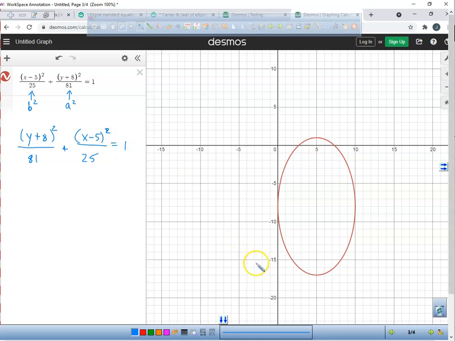So either way, it works. Understand, whichever number's the biggest will be your a squared. So what is our a value? Our a value is 9, and our b value is 5. Okay?